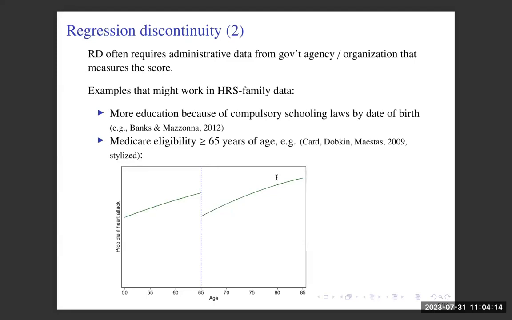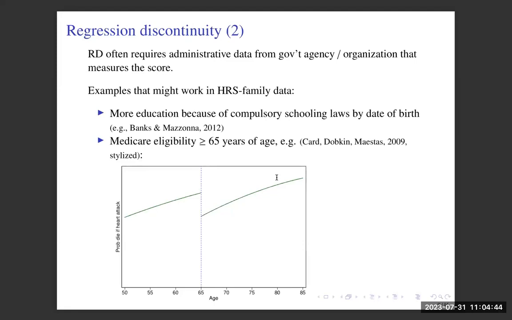The other is Medicare eligibility. Medicare is health insurance for older people in the U.S., and most people become eligible for it at their 65th birthday. This is a famous paper by David Card and his co-authors, and this is how such a regression discontinuity analysis works.